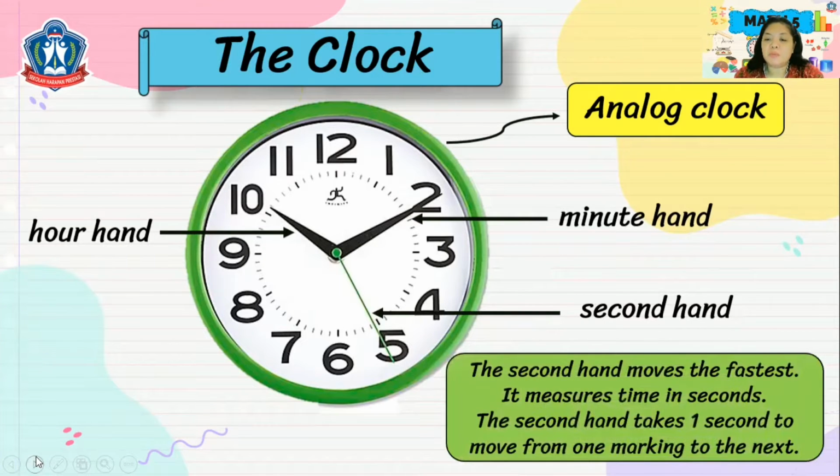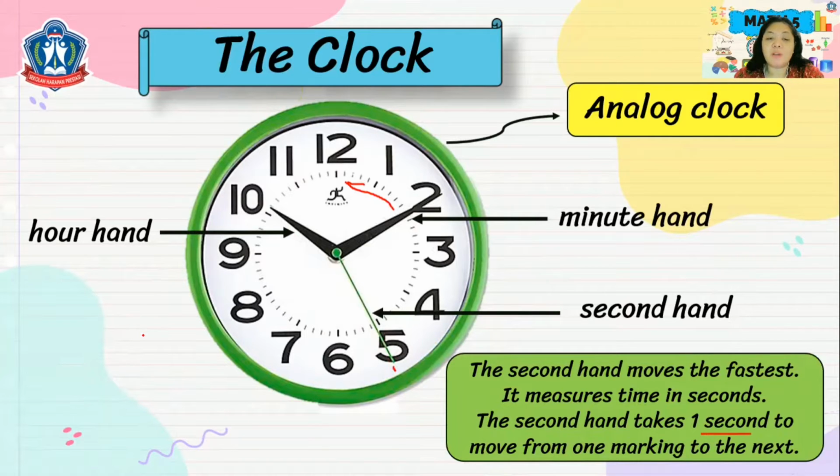The second hand moves the fastest. It measures time in seconds. The second hand takes 1 second to move from one marking to the next. As you can see, there are small markings between two numbers. So every time, children, that our second hand moves from one marking to the other, it means 1 second.